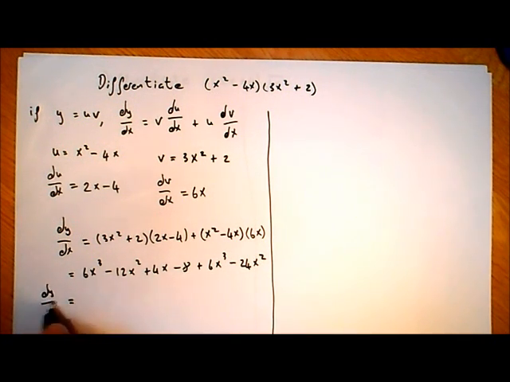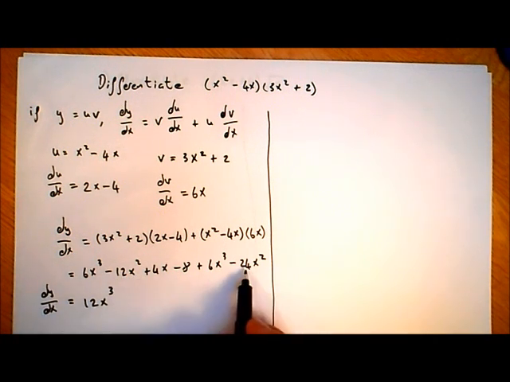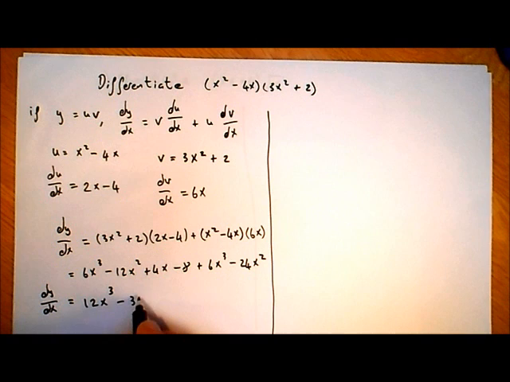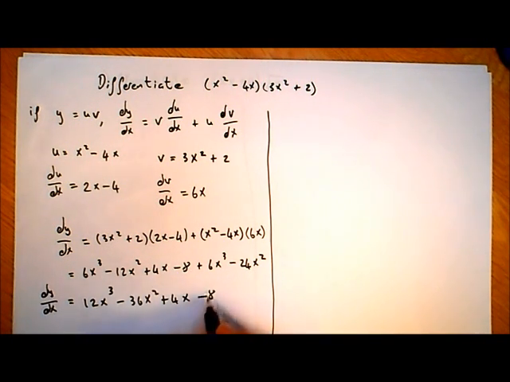So I have dy over dx, adding up like terms, I've got 6x cubed plus 6x cubed, that gives me 12x cubed. I have minus 12x squared minus 24x squared, so that's minus 36x squared. And I have, I think that's it, is everything I can add up. I got 4x, so plus 4x, and then minus 8. So this is dy over dx.